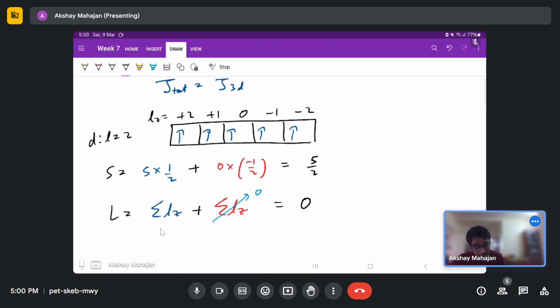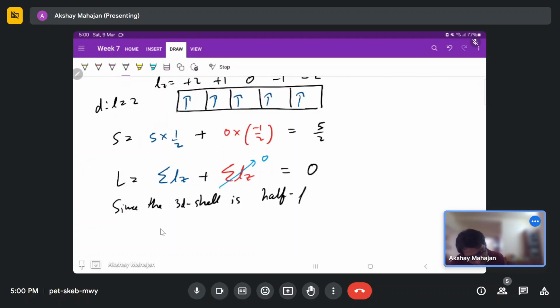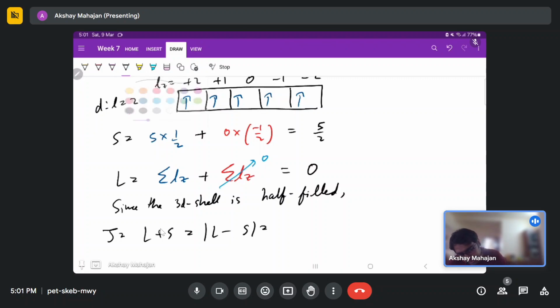So capital L will be 0 here, since the 3d shell is half filled. J will be equal to L plus S or mod of L minus S, and because L is 0, it will be equal to S, which is 5 by 2.